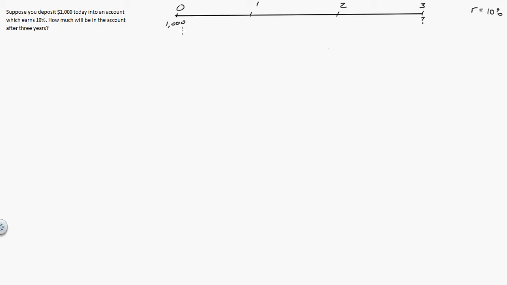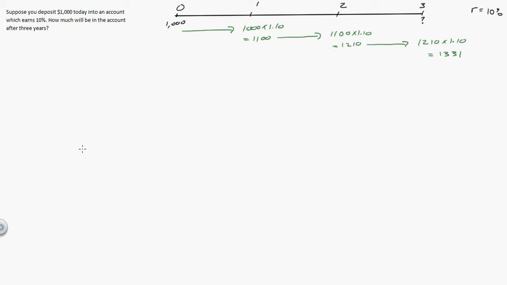So the $1,000 grows for 1 year and becomes 1,000 times 1.1. That's equal to 1,100. The 1,100 stays in the account for a year and grows by 10% and becomes $1,210. The $1,210 stays in the account for a year and grows at 10% and becomes $1,331. So now I want to make Excel and VBA solve this problem using a for next loop.